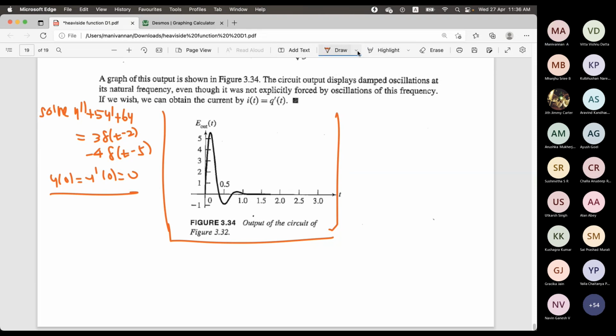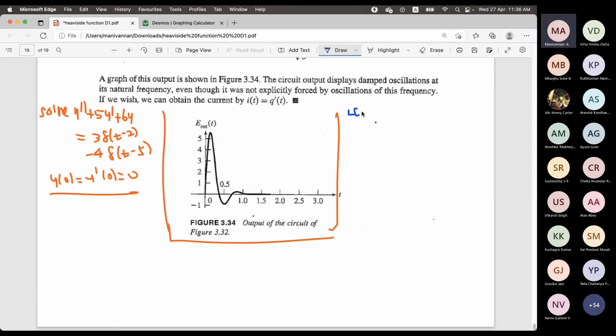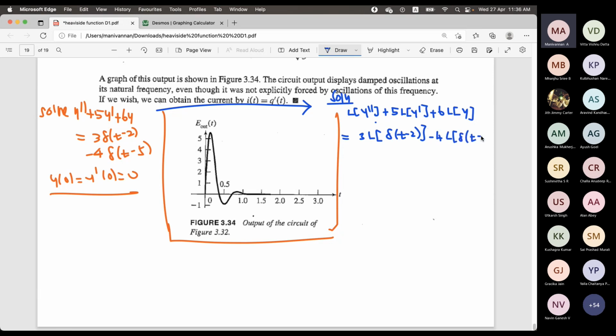So taking the Laplace transforms on both sides, this one: L of y double dash plus 5 times L of y dash plus 6 times L of y, which equals 3 times the Laplace of delta of t minus 2 minus 4 times Laplace of delta of t minus 5. Is it clear?